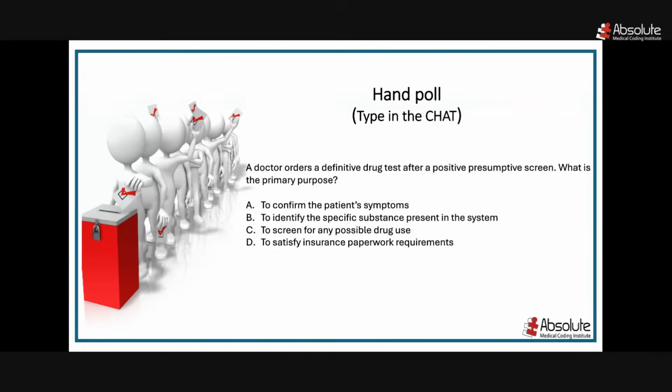All right. A doctor orders definitive drug testing after positive presumptive testing. What is the primary purpose? Option A, to confirm a patient's symptoms. Option B, to identify the specific substance present in the system. Option C, to screen for any possible drug use. Option D, to satisfy insurance paperwork requirements. What do you think? Which is the correct one?